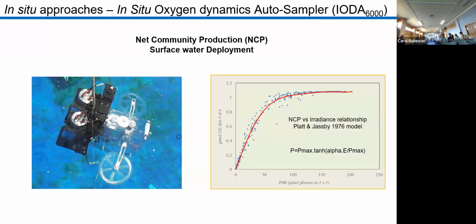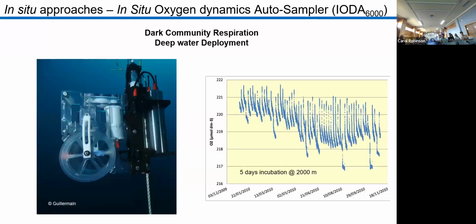On the side, as a product, you can have the relationship between the oxygen dynamics and the light. So you can derive different parameterizations from modeling, which is very useful to understand the community response to light pressure. That's very useful.